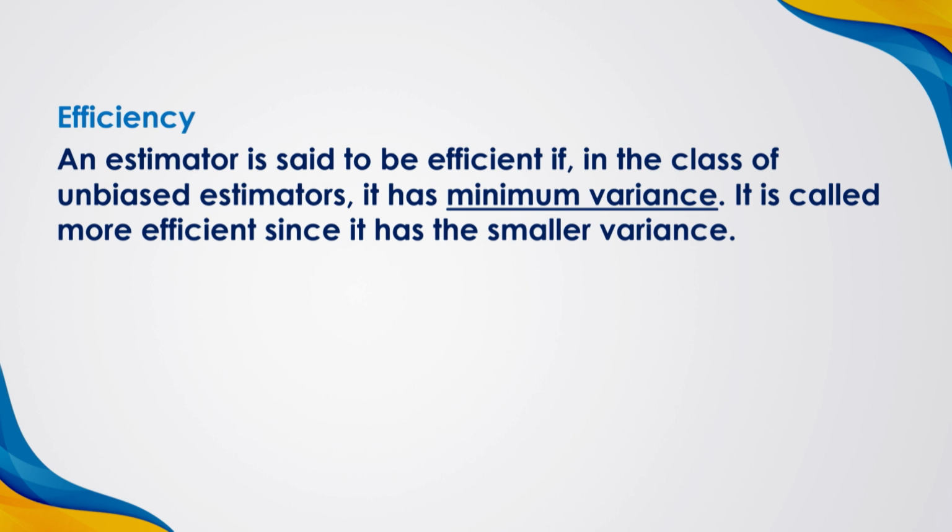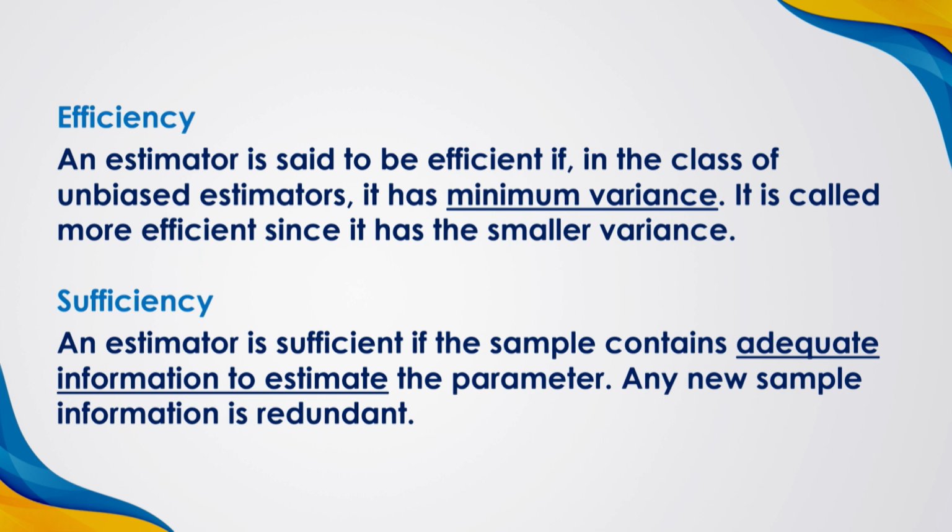Efficiency. An estimator is said to be efficient if, in the class of unbiased estimators, it has minimum variance. It is called more efficient since it has the smaller variance. Sufficiency. An estimator is sufficient if the sample contains adequate information to estimate the parameter. As a result, any new sample information is redundant.